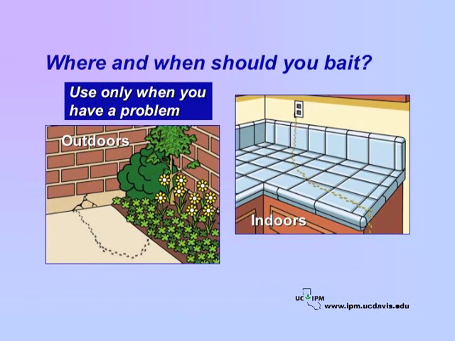Place baits along trails where ants are likely to find them. Place near entryways to buildings, edges of buildings, and at nest openings. Avoid placing baits where children and pets can pick them up.